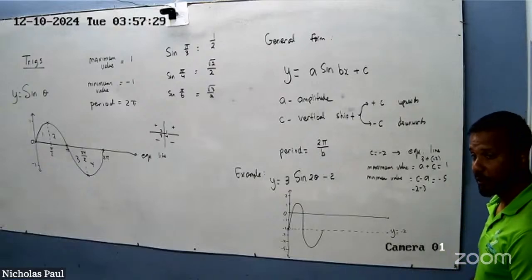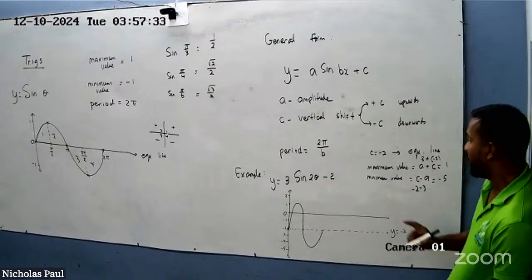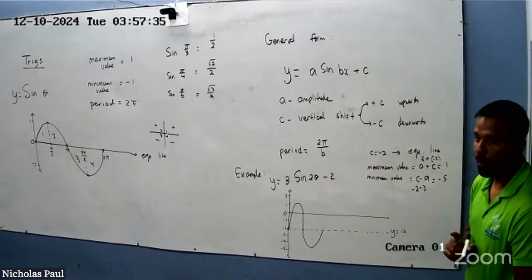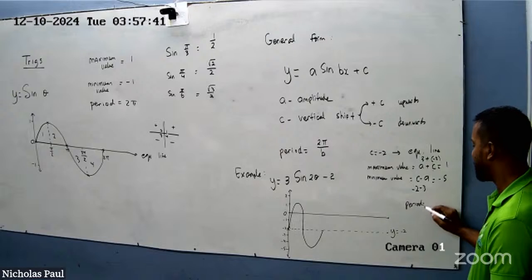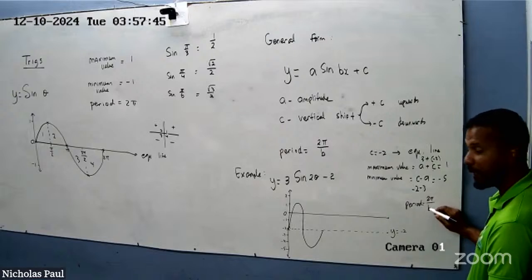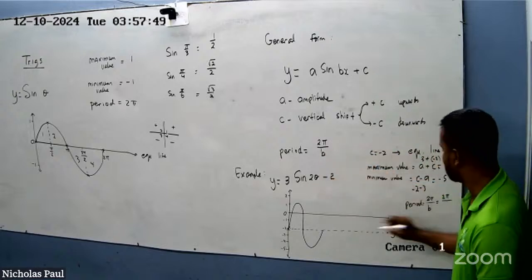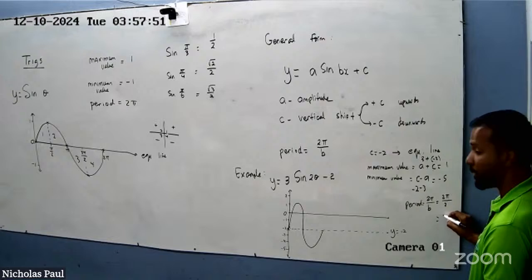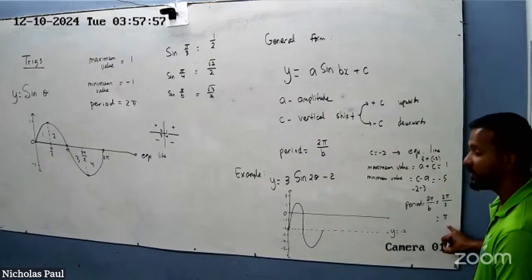Okay? Now for the part that we tend to forget, watch this here. So we use C and we use A, but we didn't use B yet, right? So period is what? Period is 2 pi on B, right? So that's 2 pi over 2. So therefore the period is how much? Everybody okay with that? Period is pi.